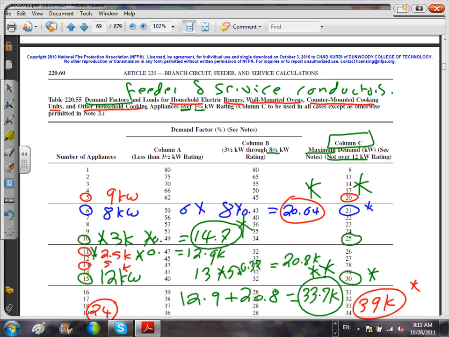33.7 kW. Why didn't we mess with the 12 kW? That wasn't part of the example. I'm sorry, I only have these two together for this example. Yeah, the 12 was not part of them.